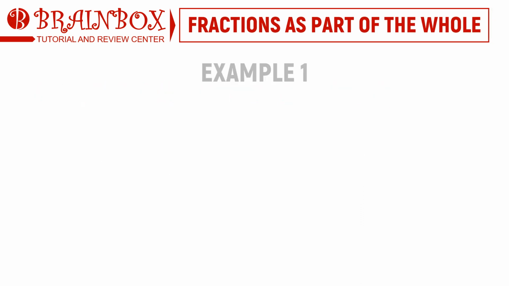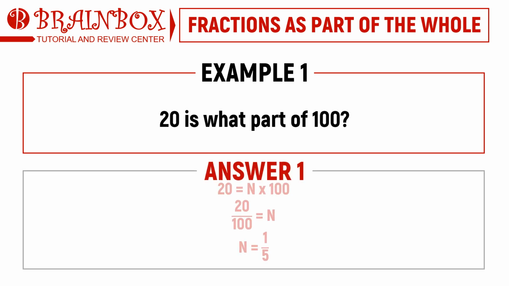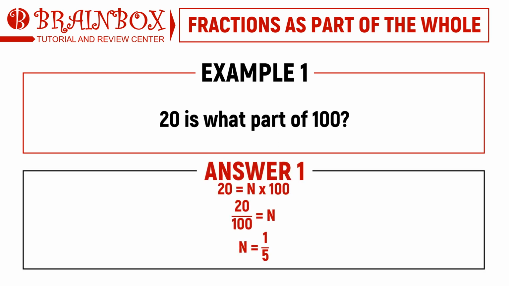Let's look at this example. 20 is what part of 100? Here, 20 is the part. Is is translated to an equal sign. What is translated to our unknown fractional part. On the other hand, of translates to multiplication, and lastly, 100 is our whole. With this, we get the mathematical equation, 20 equals n times 100.